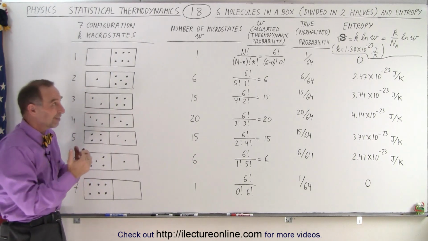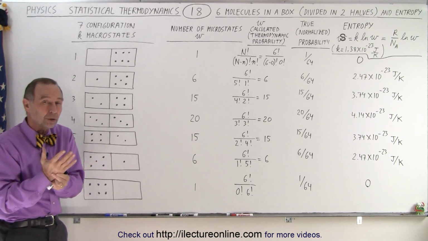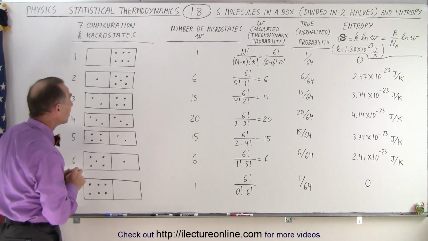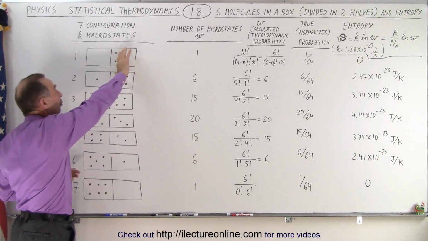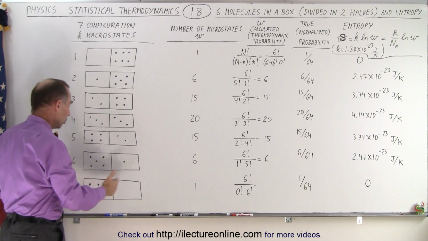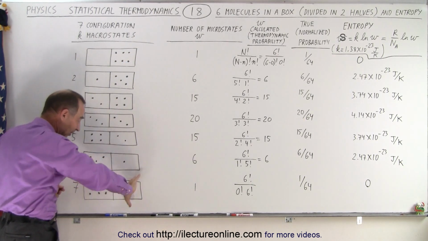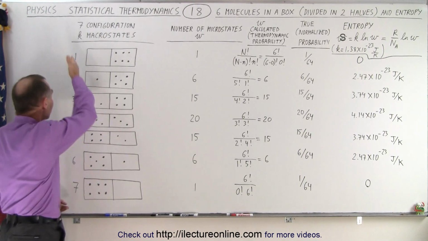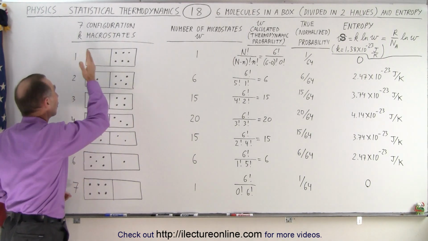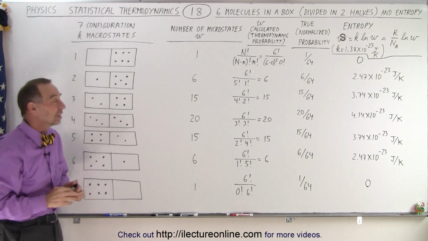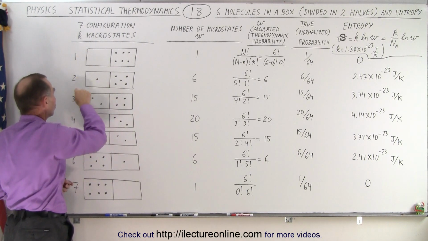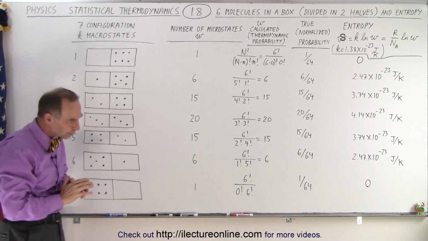In this case, we're doing a simple example with 6 molecules in the box and only consider the 2 halves. Which means that we can have all the molecules on one side and none on the other side, or have all the molecules on this side and none on this side, or some combination thereof. Turns out there's 7 different combinations like that, so there are 7 macro states. And again, we use the letter K to indicate macro state. K equals 1, K equals 2, K equals 3, and so forth.